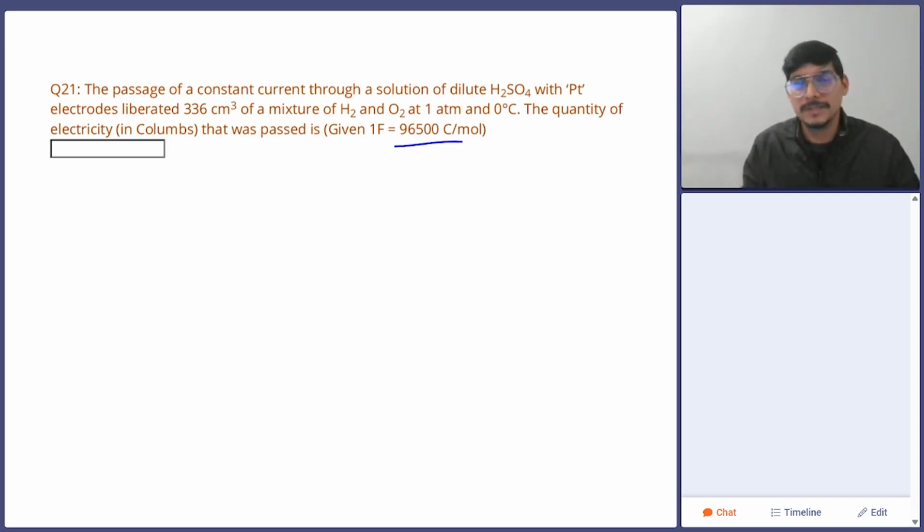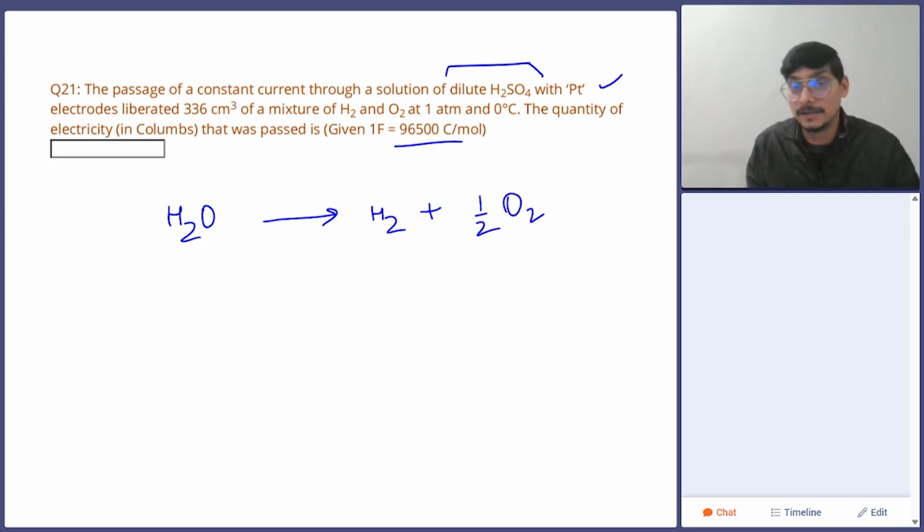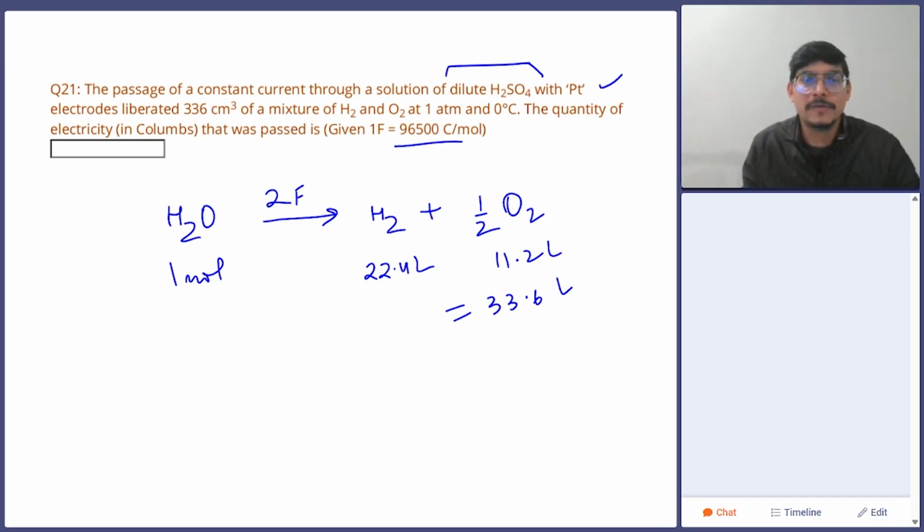Please remember this: when you electrolyze an aqueous solution of dilute sulfuric acid using platinum electrodes, at the anode oxygen is formed and at the cathode hydrogen is formed. So this is basically nothing but the electrolysis of water. It can be simply written as H2O giving H2 plus half O2, and you can observe that 1 mole of water will give 22.4 liter hydrogen and 11.2 liter oxygen, which means a total of 33.6 liter of gases. You can also see that in this reaction, 2 Faraday of charge is involved, as hydrogen gains 2 moles of electrons and oxygen loses 2 moles of electrons.